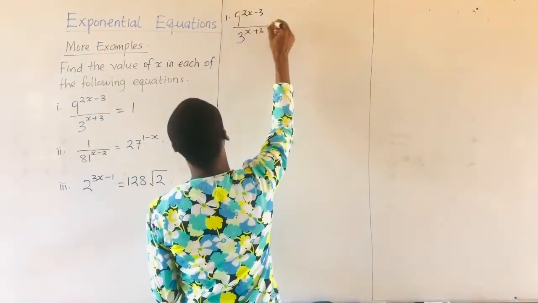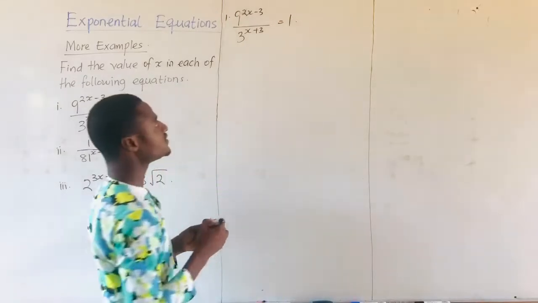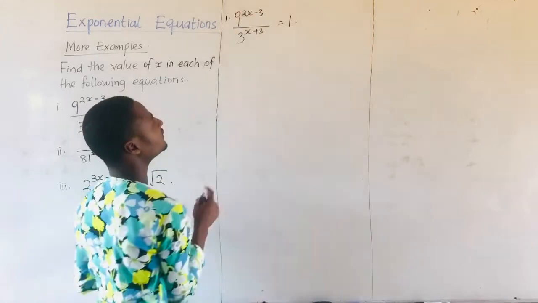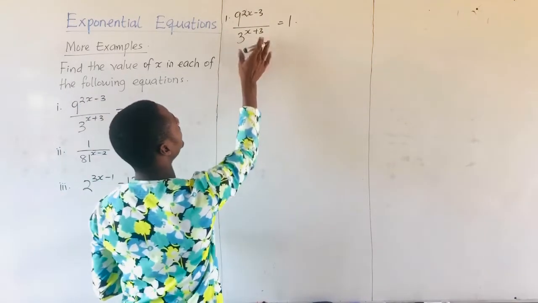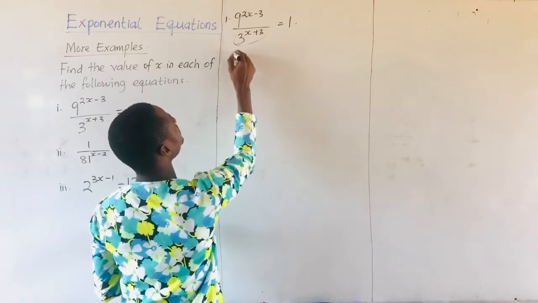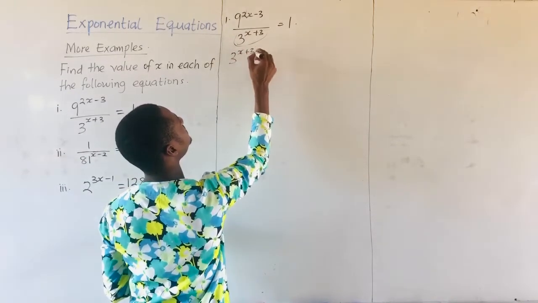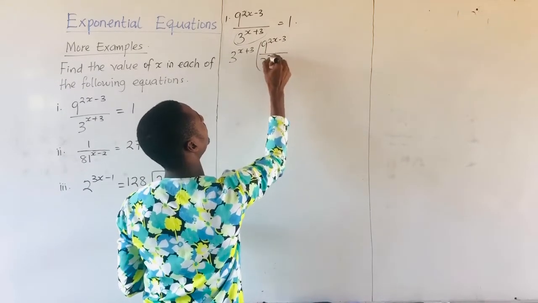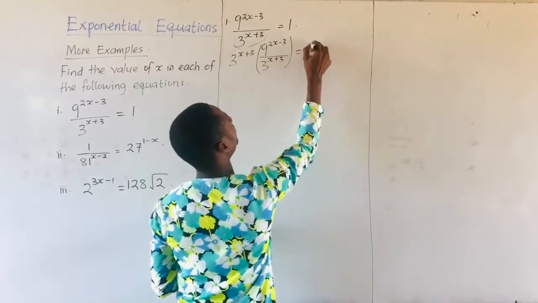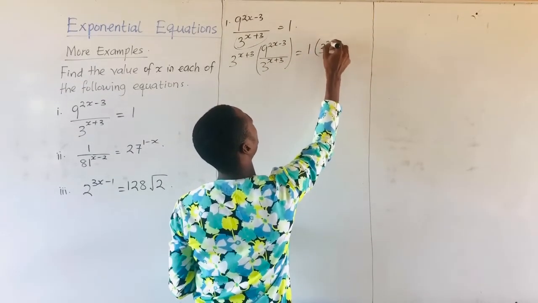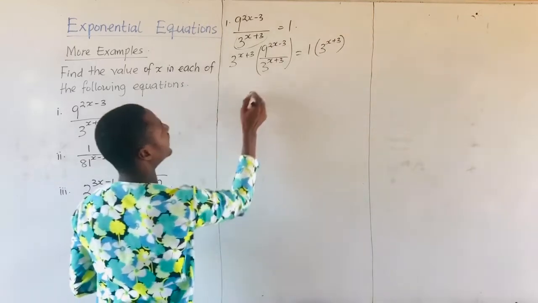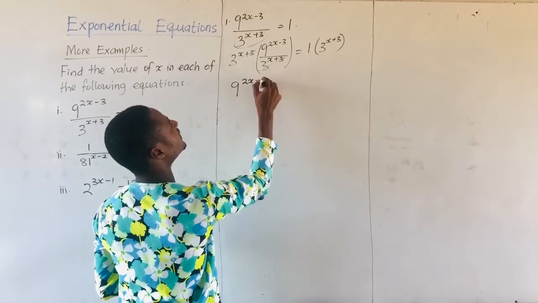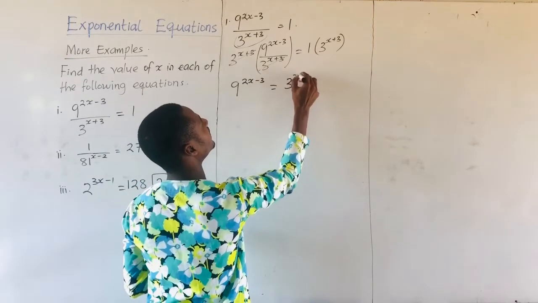X plus 3. In solving equations that involve fractions, we multiply through by the LCM of the fractions. Here we have only one fraction with this LCM. So we will multiply through by the LCM. And this will cancel that. We will now be left with 9 to the power 2x minus 3 is equal to 3 to the power x plus 3.